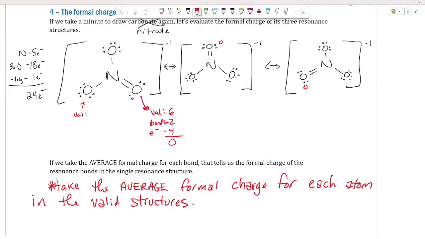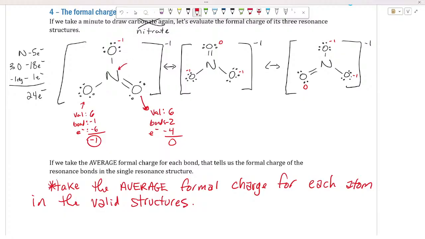Valence of oxygen? 6. How many bonds is it making? 1. And how many electrons does it have? For a total of -1. So that means everywhere we have a single bond to oxygen, we have a formal charge of -1. Is that okay? That comfortable? And that includes this one up here.